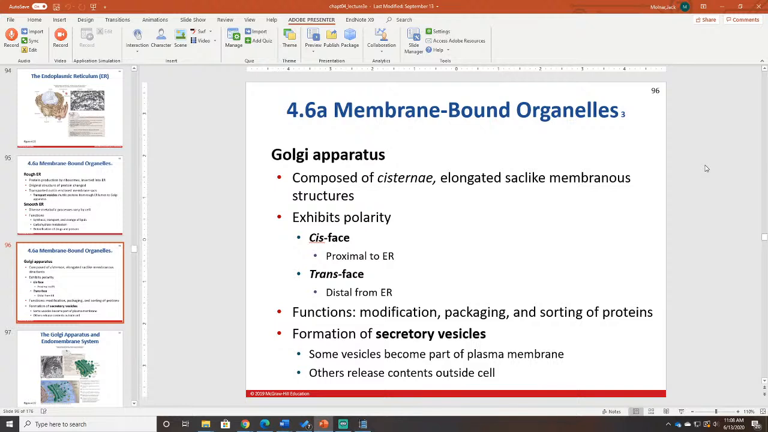It forms secretory vesicles also. And these vesicles, say if you had neurotransmitter, you get the signal in a neuron to fire, to release a neurotransmitter. At the end of that, you can't suddenly start making neurotransmitter. You have to have it already made. And what you're going to do is store it in vesicles, in secretory vesicles, which are made by the Golgi apparatus. Then those secretory vesicles, when you get the signal, are going to merge with the plasma membrane and dump their contents outside of the cell.